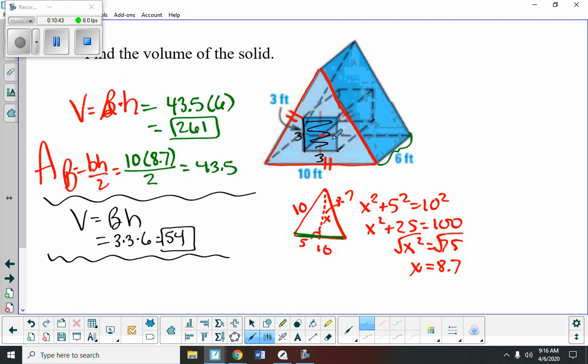So to find the volume of the solid then, we're going to take the volume of the triangular prism, which is 261, minus the volume of the cutout, the rectangular prism, and we get 207, and volume is feet cubed. So we had to do lots of steps there.